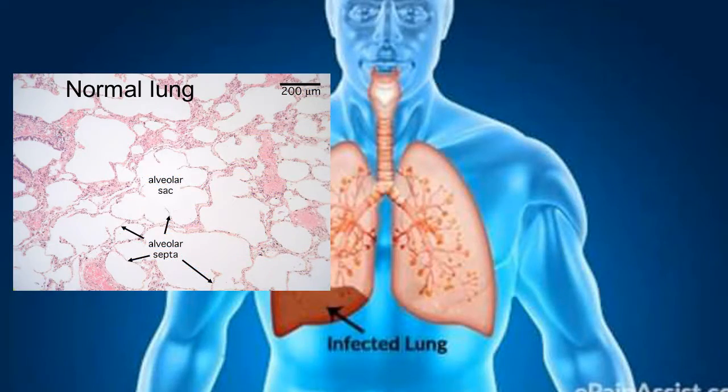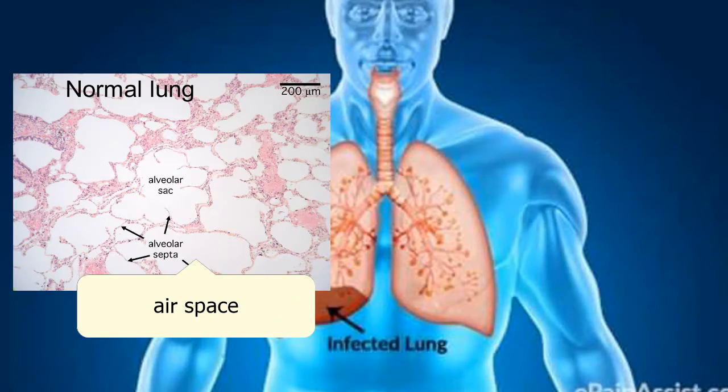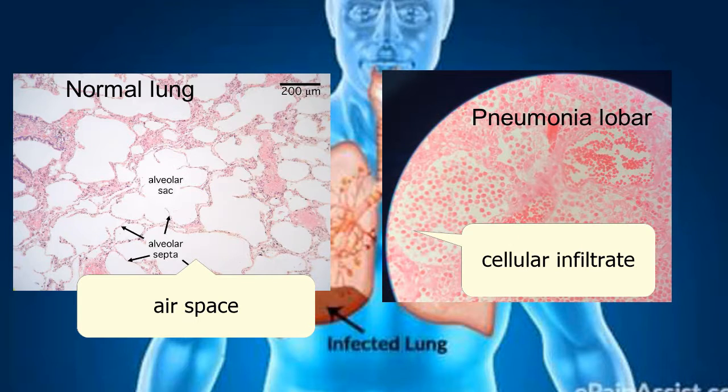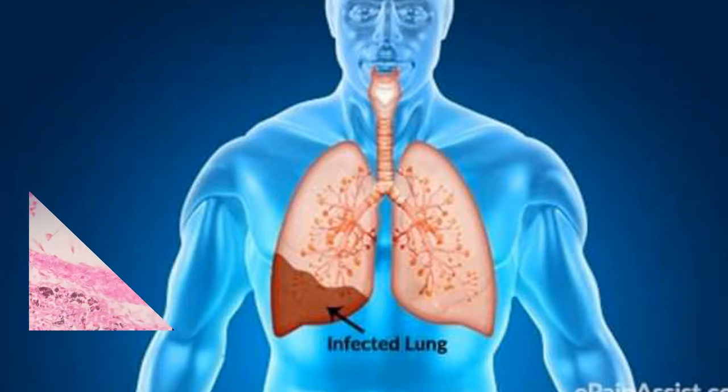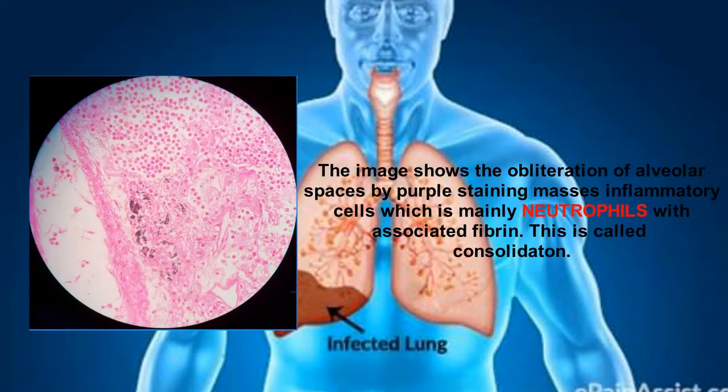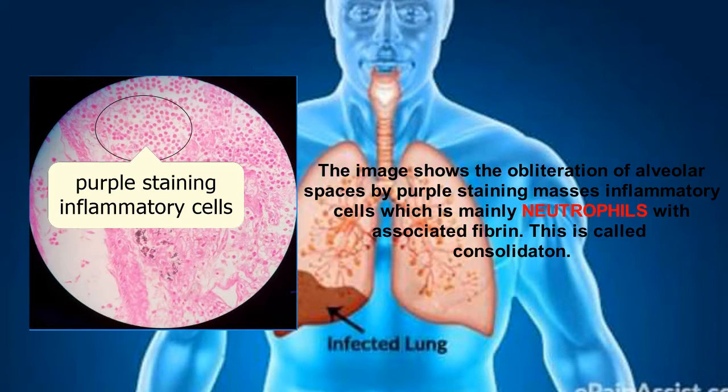We can see from the image that the alveolar sac of the normal lobe contains only air space, but in lobar pneumonia, the alveolar sac or alveolar space is already filled with cellular infiltrate. The lung tissue shows obliteration of alveolar spaces by purple staining masses of inflammatory cells, mainly neutrophils with associated fibrin. This is the consolidation.